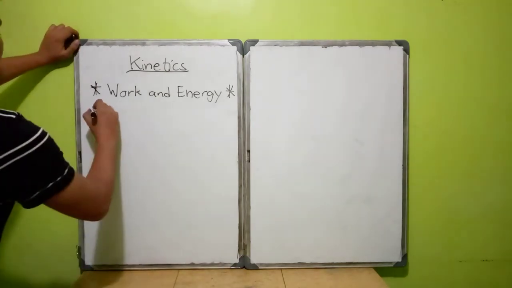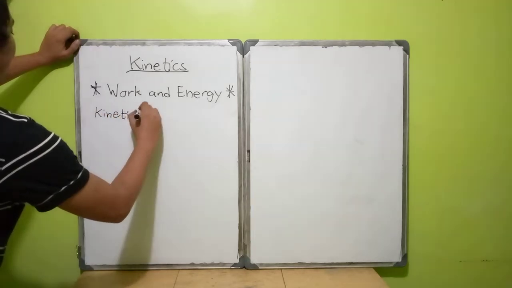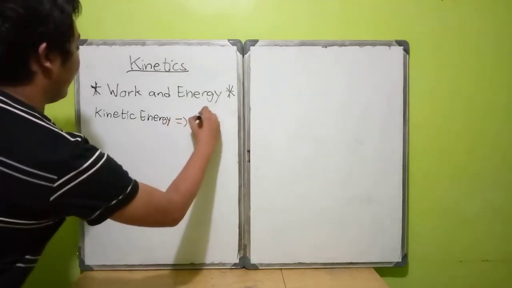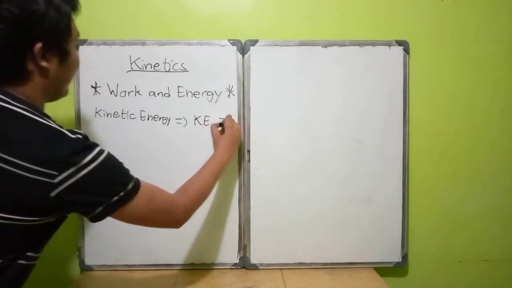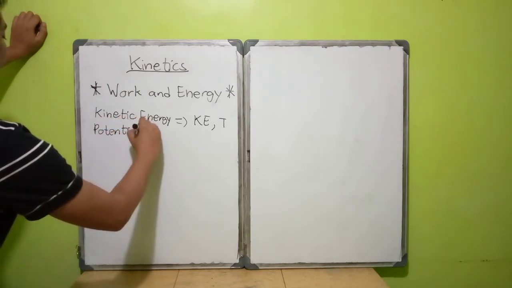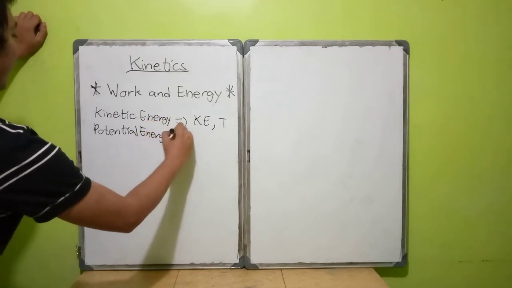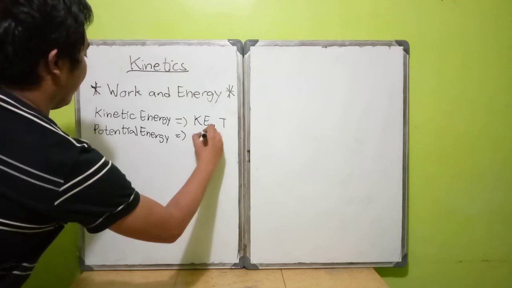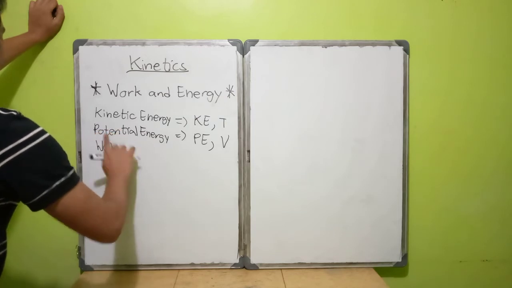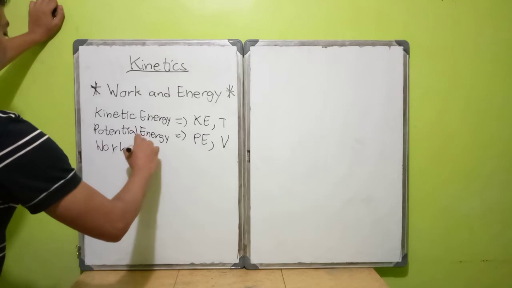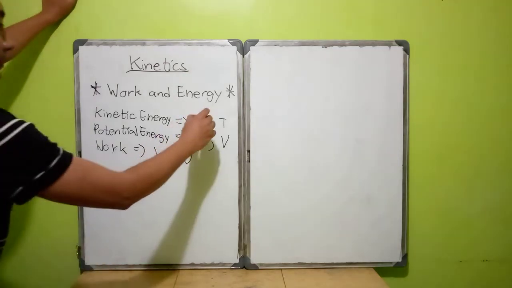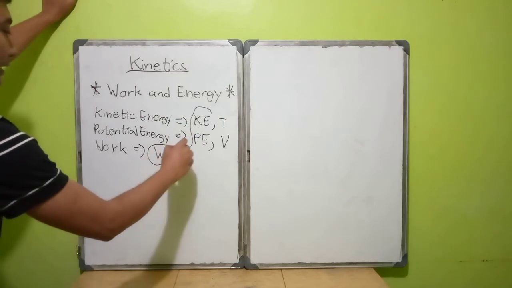So our kinetic energy, just a review. Kinetic energy can be denoted as either KE or T. And for potential energy, in some references, it is denoted as PE or also as V. And your work could be denoted as either W or U. So these three may be used.